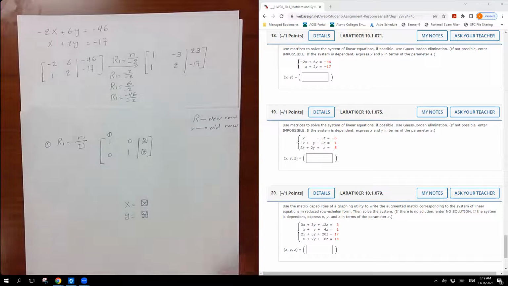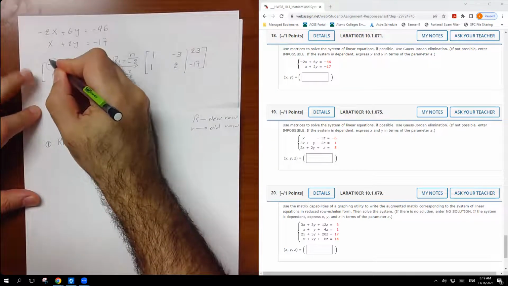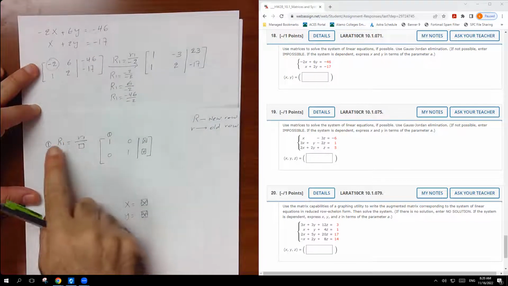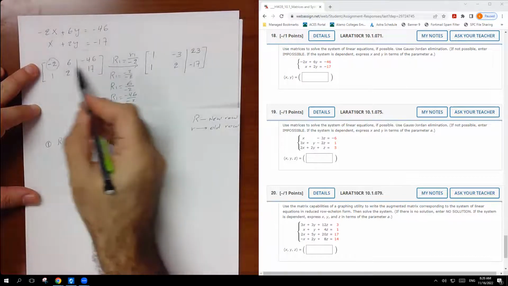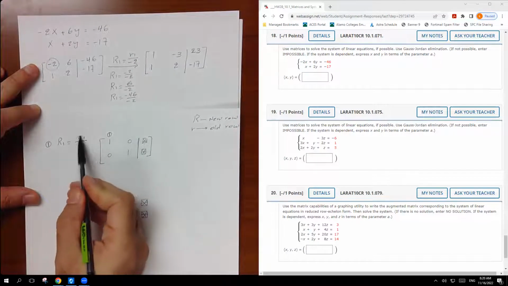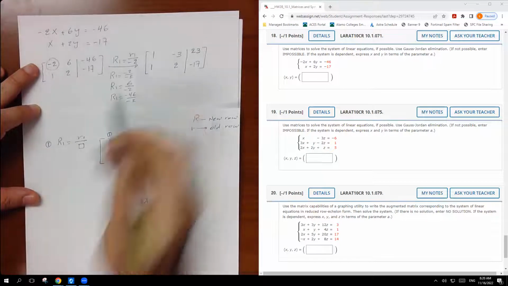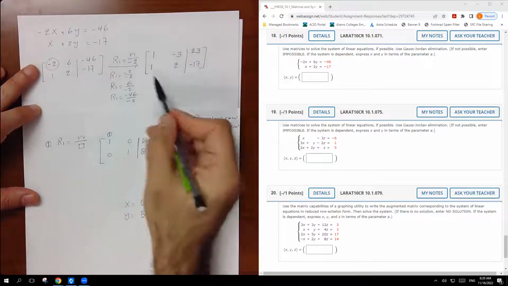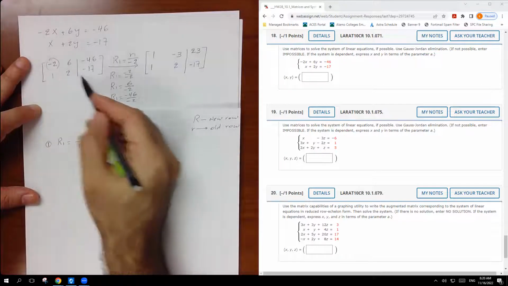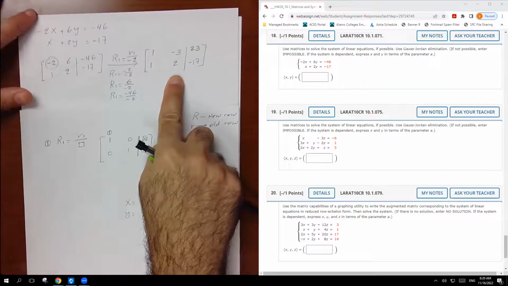So you see, this is step one. Step one, convert the number in this location to 1. How am I going to convert it to 1? I'm going to divide the whole row by negative 2, which is the number on this location. So the whole R1 divided by the number here, negative 2. So here is our new matrix. After that, I'm not going to care about the old matrix. I got a new matrix.